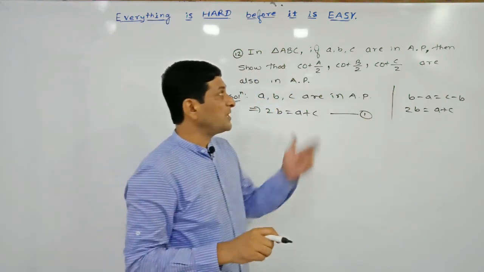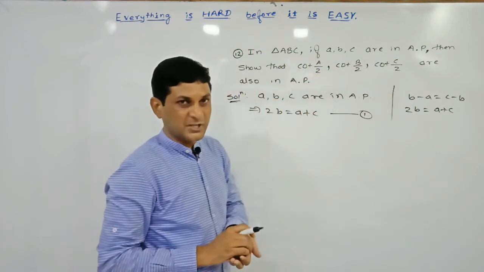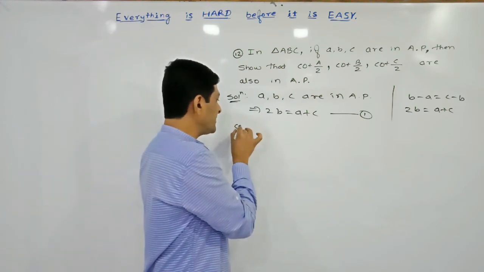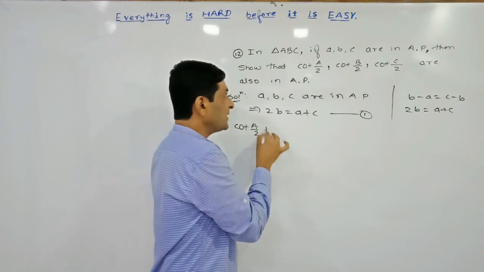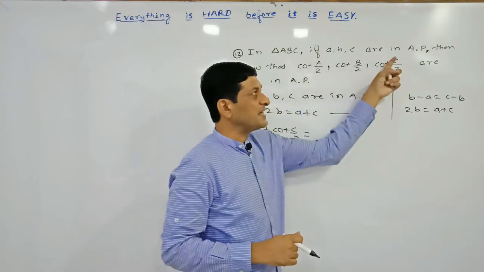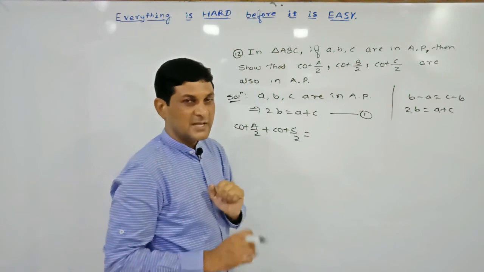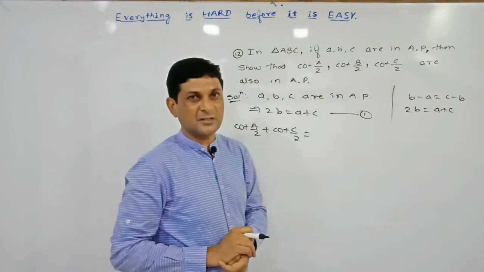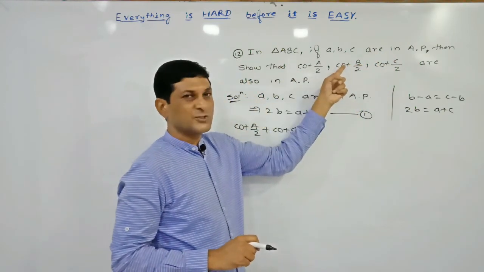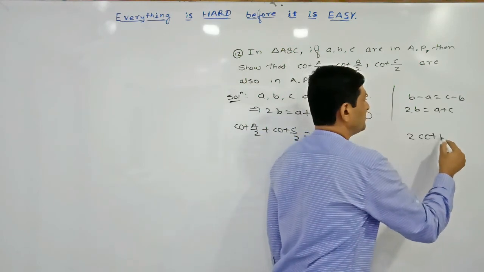Now what we have to prove? That cot A by 2, cot B by 2 and cot C by 2 are in arithmetic progression. To show that these three terms are in arithmetic progression, we have to prove that cot A by 2 plus cot C by 2, the addition of the first and last term, will be equal to twice the middle term. Then and only then we can say that the terms are in arithmetic progression. Means we have to prove that the sum of these two terms is equal to twice cot B by 2.